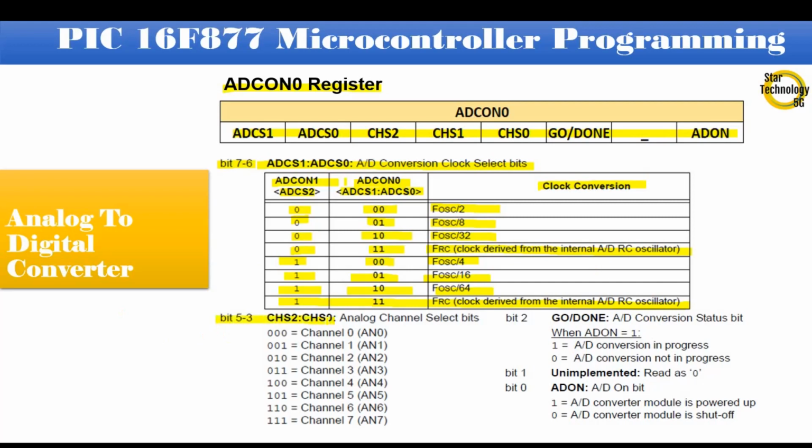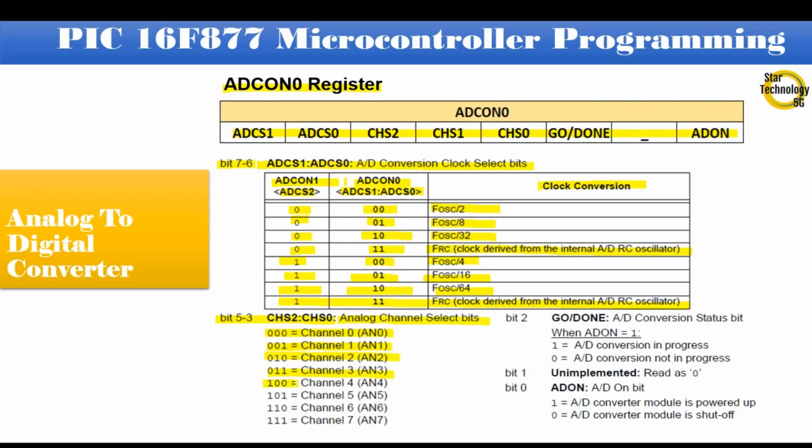Bits 5 to 3, CHS2 to CHS0, analog channel select bits. 0, 0, 0 equals channel 0, AN0. 0, 0, 1 equals channel 1, AN1. 0, 1, 0 equals channel 2, AN2. 0, 1, 1 equals channel 3, AN3.